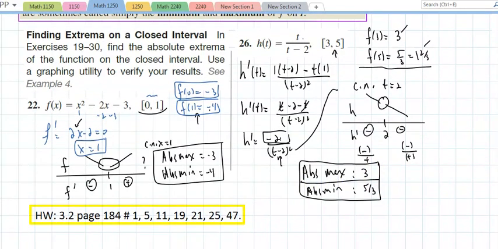The homework is on page 184. You're going to do numbers 1, 5, 11, 19, 21, 25, and 47. Now, when we start looking at the next sections, 3.3, 3.5, and move on, we will practice this over and over, and you'll see this more than enough times.